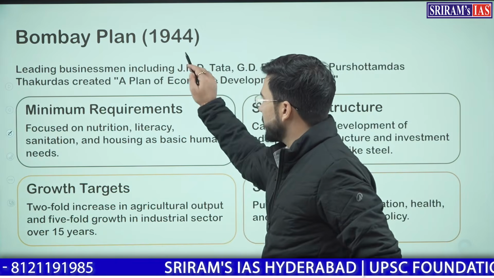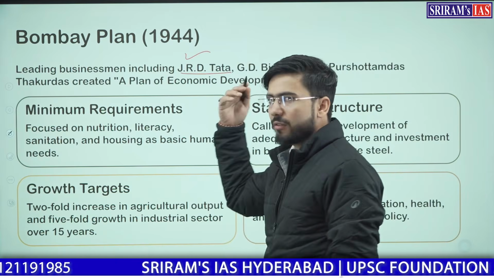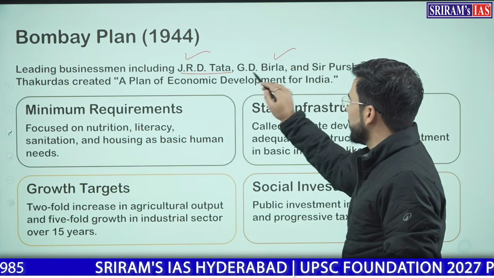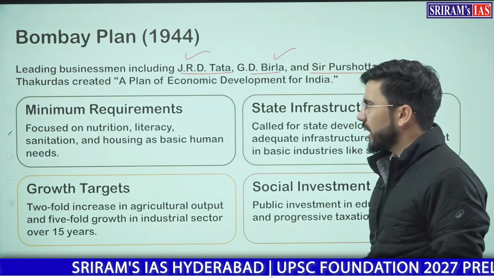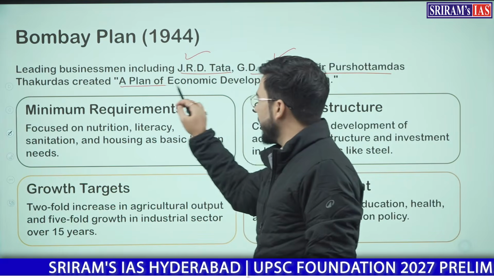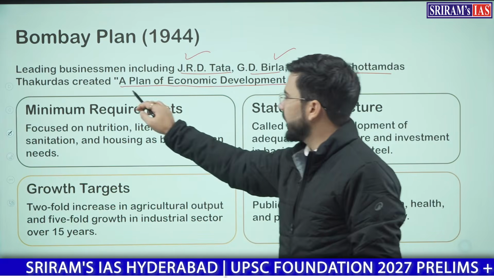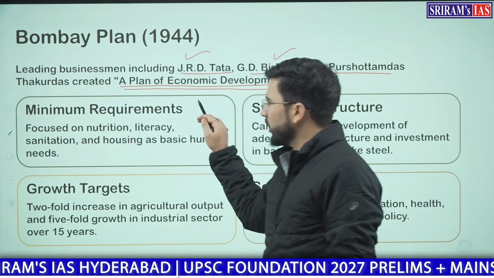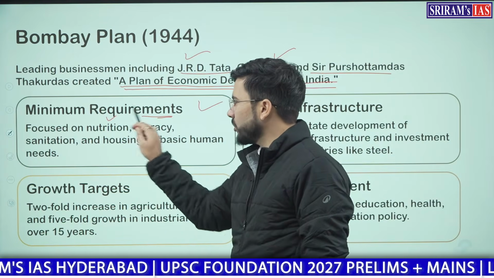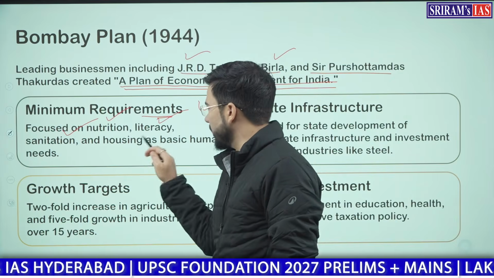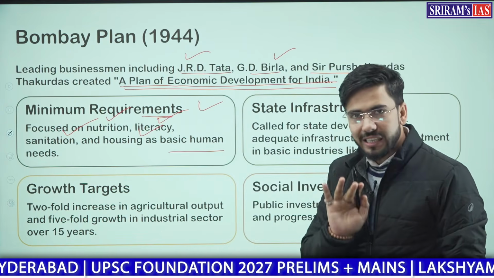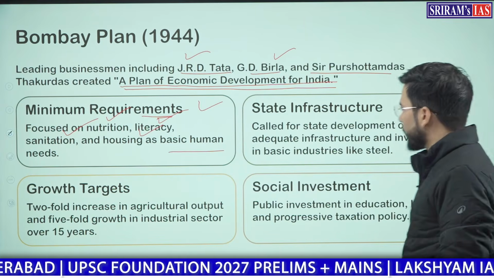The Bombay Plan was introduced by some of the famous businessmen of the 1940s like J.R.D. Tata, G.D. Birla, and Sir Purushottam Das, who created a plan of economic development for India. Now, what was the plan for economic development of India? It included, first, the minimum requirement of nutrition, literacy, sanitation, housing and basic human needs, so that everyone in India should at least get all of these facilities.